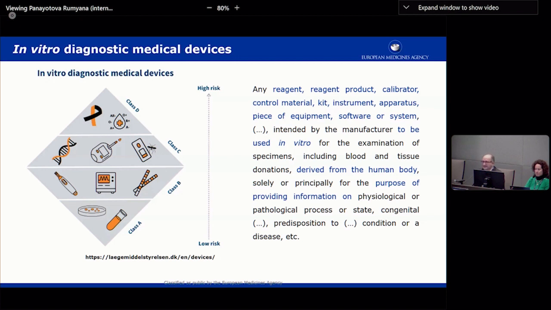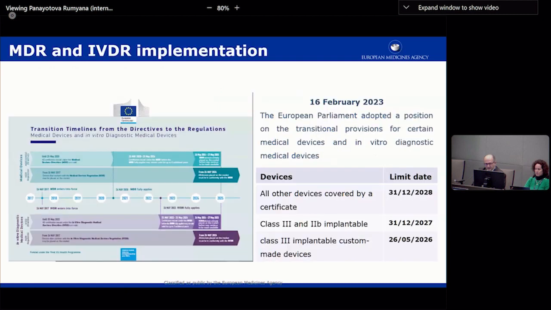So, for instance, tests that are specifically destined to be used in a veterinary context are not included in this definition. And then it's for purposes of following up on any physiological or pathological processes or states, or any congenital conditions, or a predisposition to a condition or a disease. So the definition is quite broad on the purposes of the in vitro diagnostic medical devices.